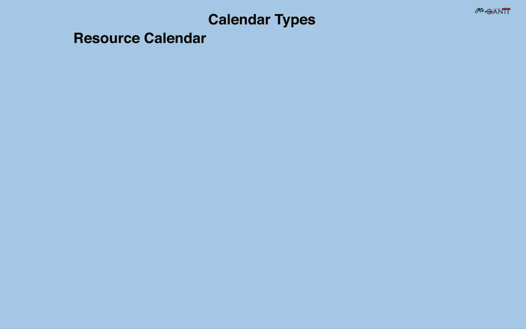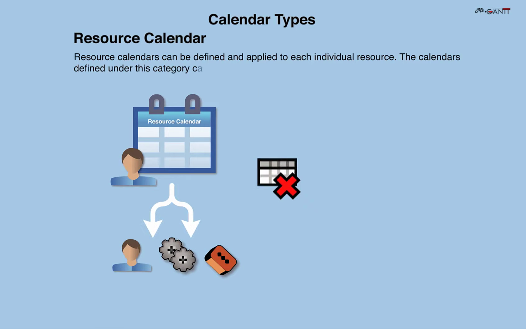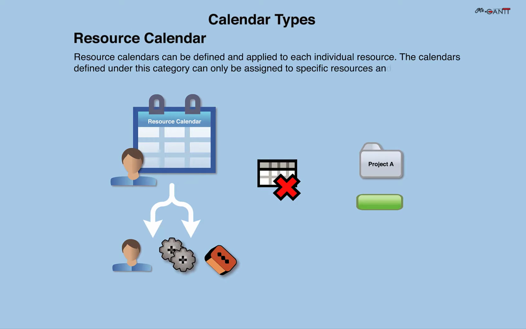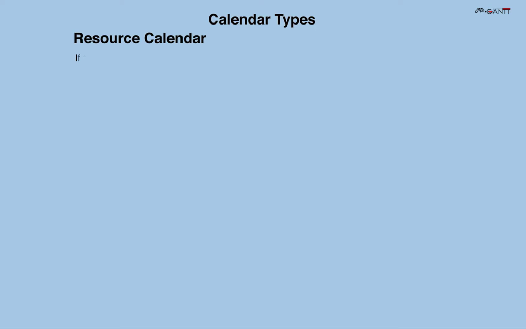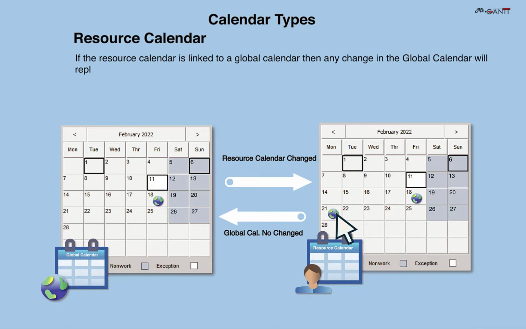Resource Calendar. Resource calendars can be defined and applied to each individual resource. The calendars defined under this category can only be assigned to specific resources and cannot be assigned to a project or its activities. If the resource calendar is linked to a global calendar, then any change in the global calendar will replace in the resource calendar, but not vice versa.